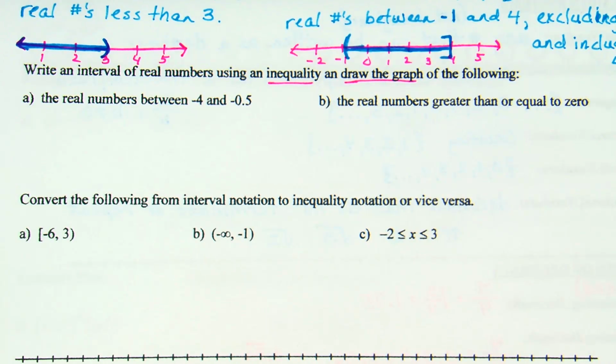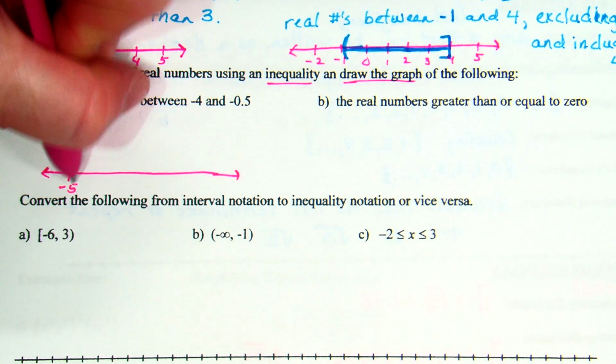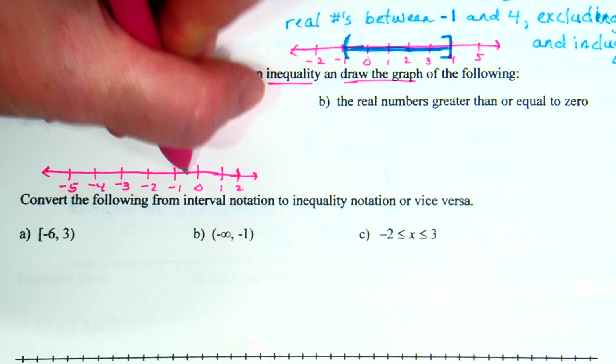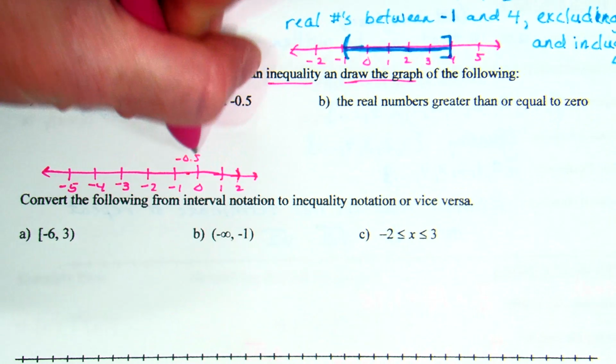Parentheses. So if we talk about the graph here, -5, -4, -3, -2, -1, 0, 1, 2. Oh, I was only going to -0.5. Whoops. Oh, well. It's going to be a -0.5 there.